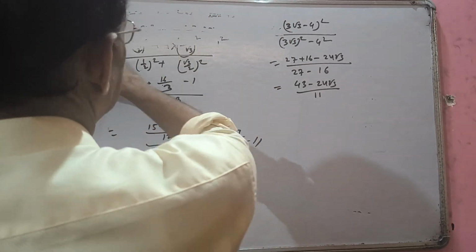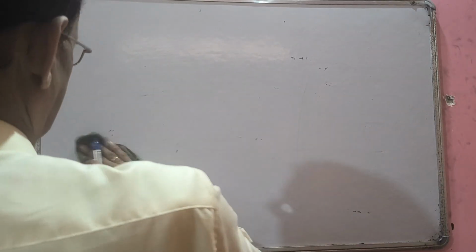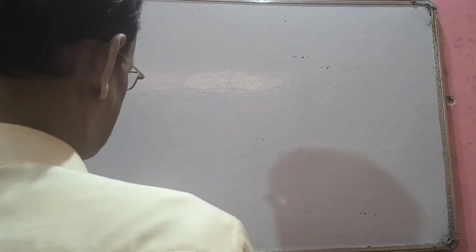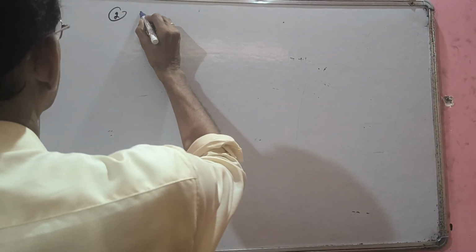Okay, number 6 and 7, can I leave them for you? Practice the simple ones only. So number 6 and 7 you will practice. So now I am going to number 2, the MCQs. Number 1.